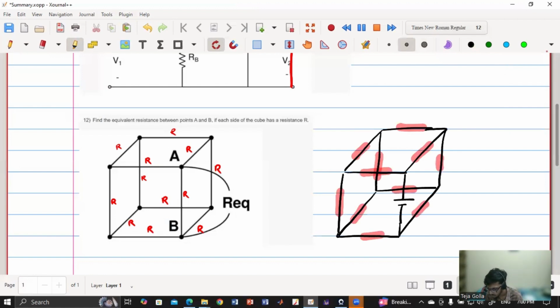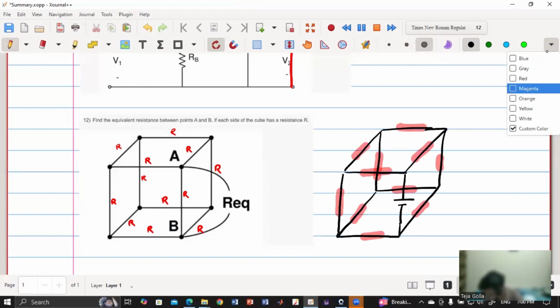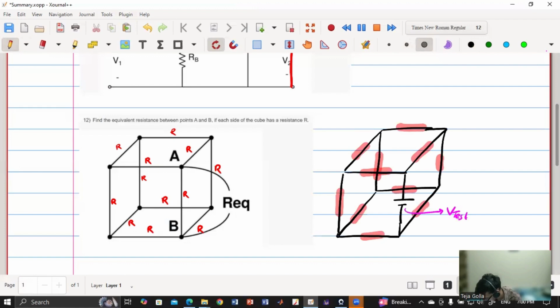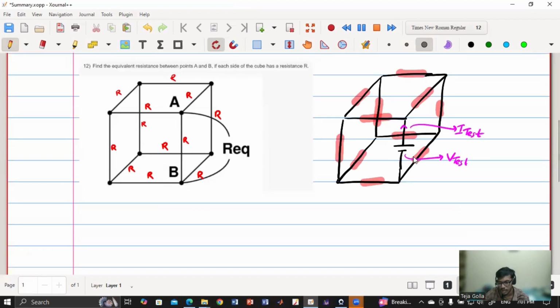So now you have to basically calculate, say this voltage is V test. You have to calculate this I test. Parallel to the voltage source there is also one resistor. So basically what we'll do is we'll apply KCL, KVL, and we'll get V test by I test, which will give us some R effective. Then in the question, whatever they are asking, R equivalent will be R effective parallel R.